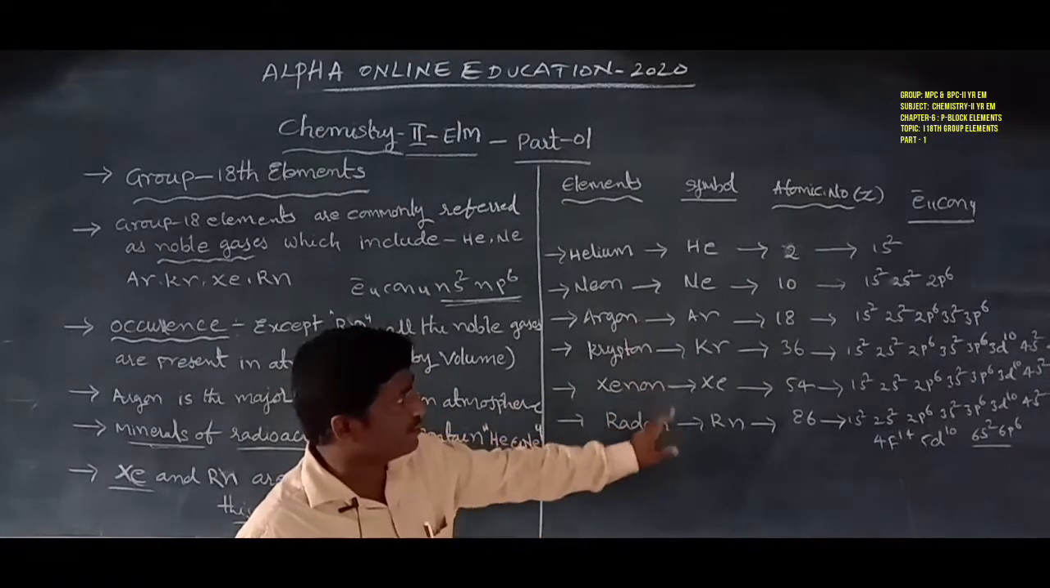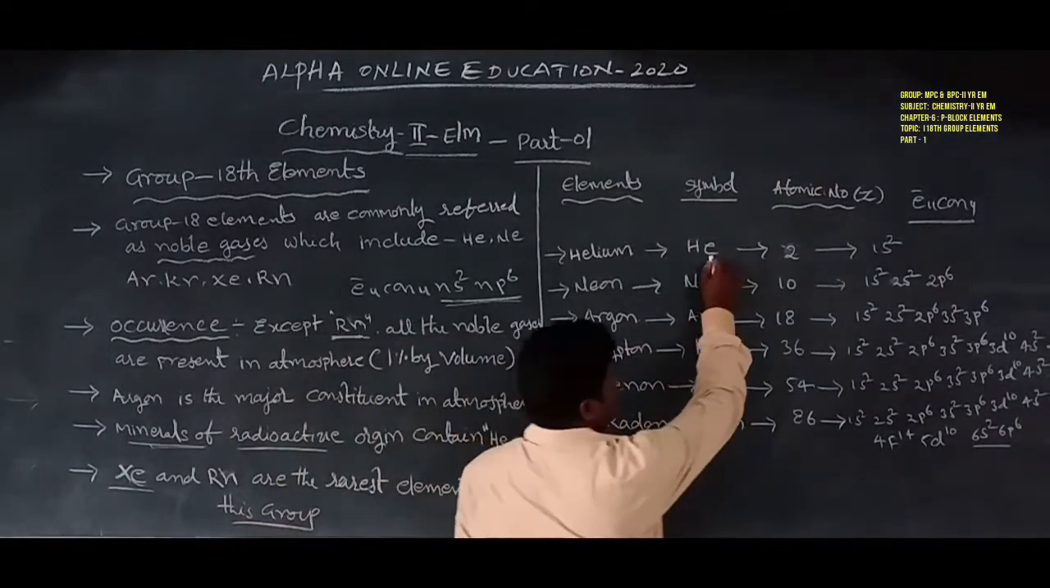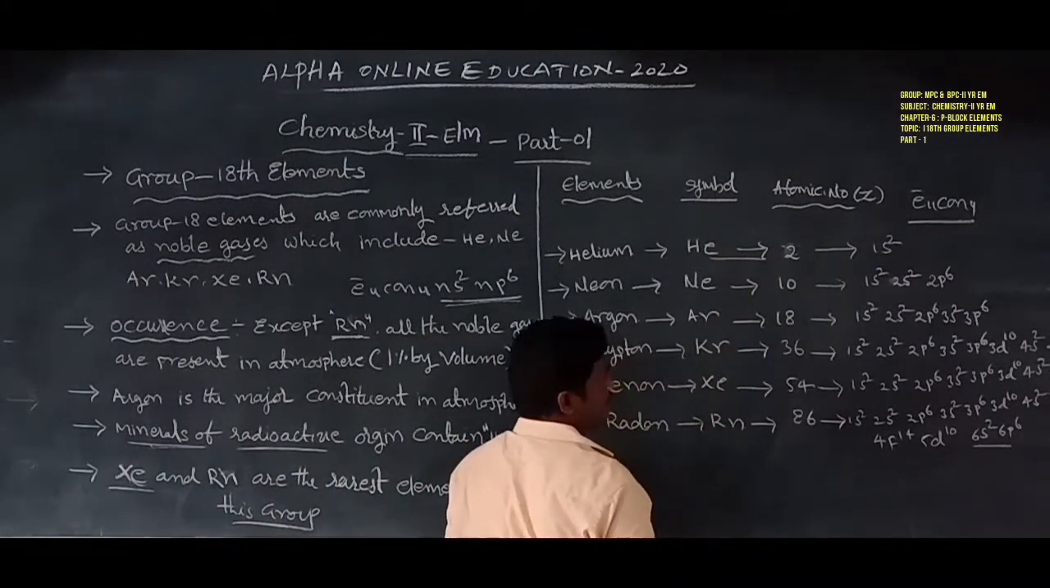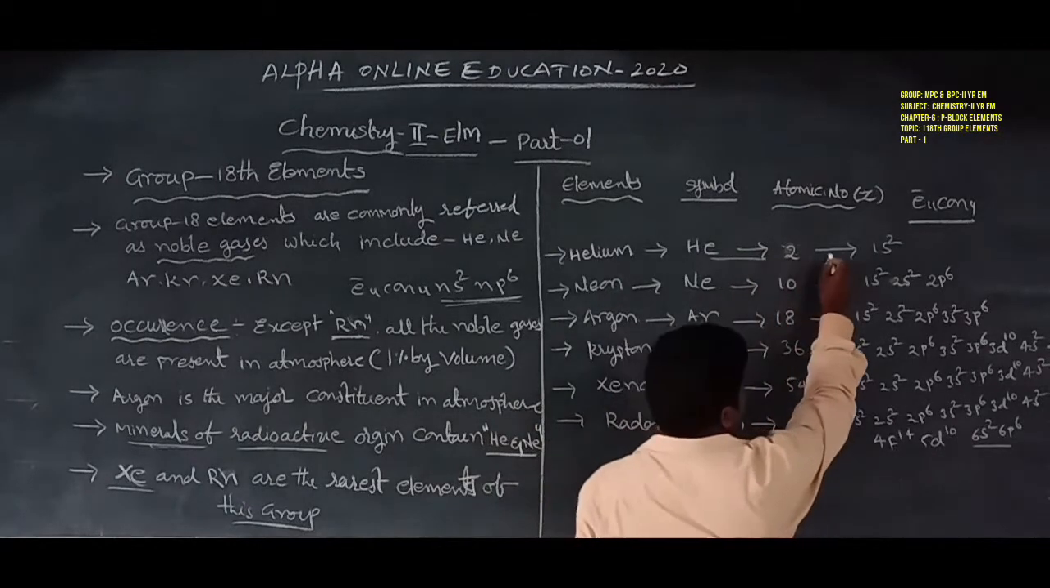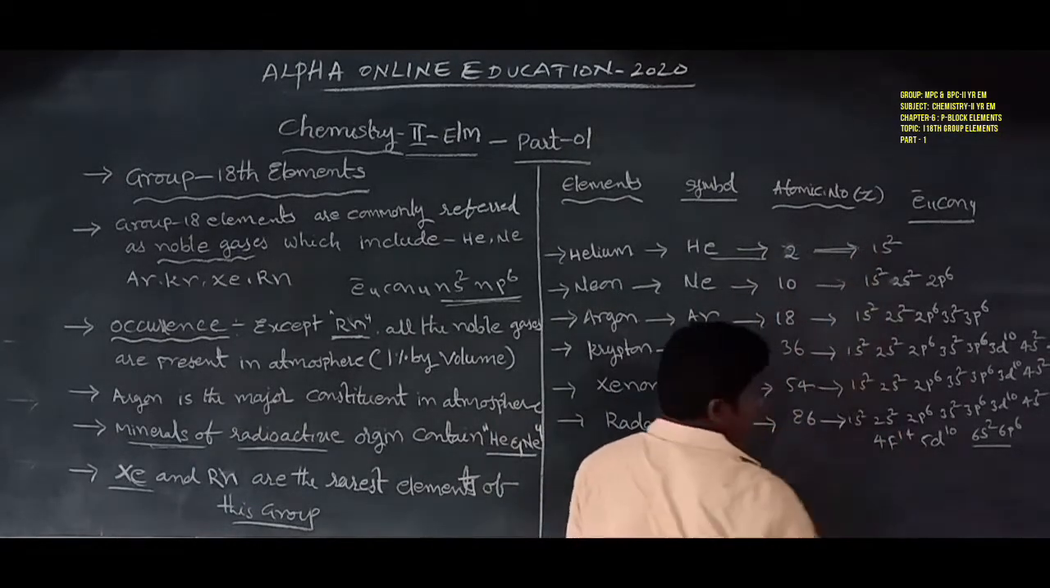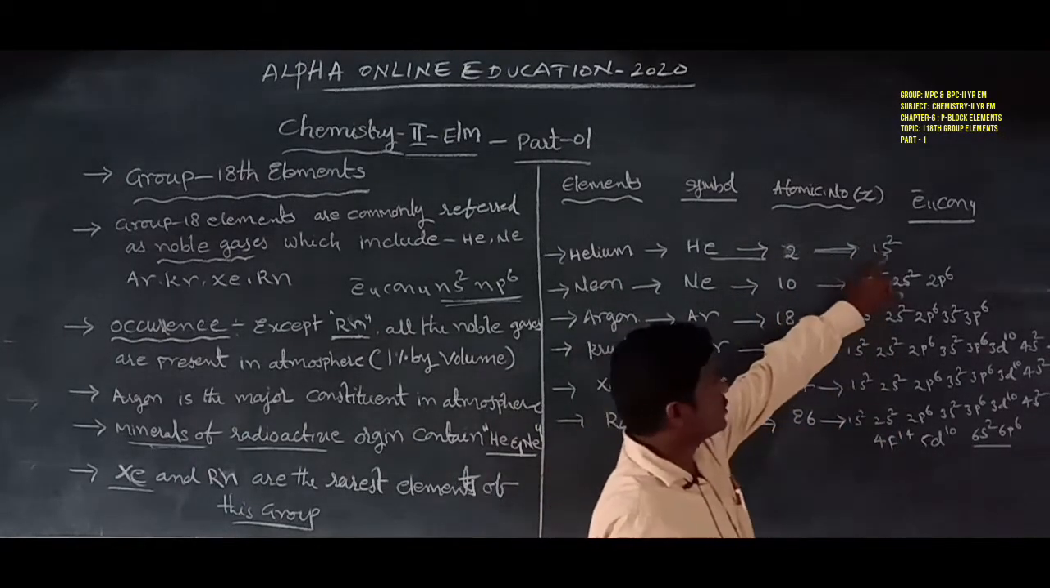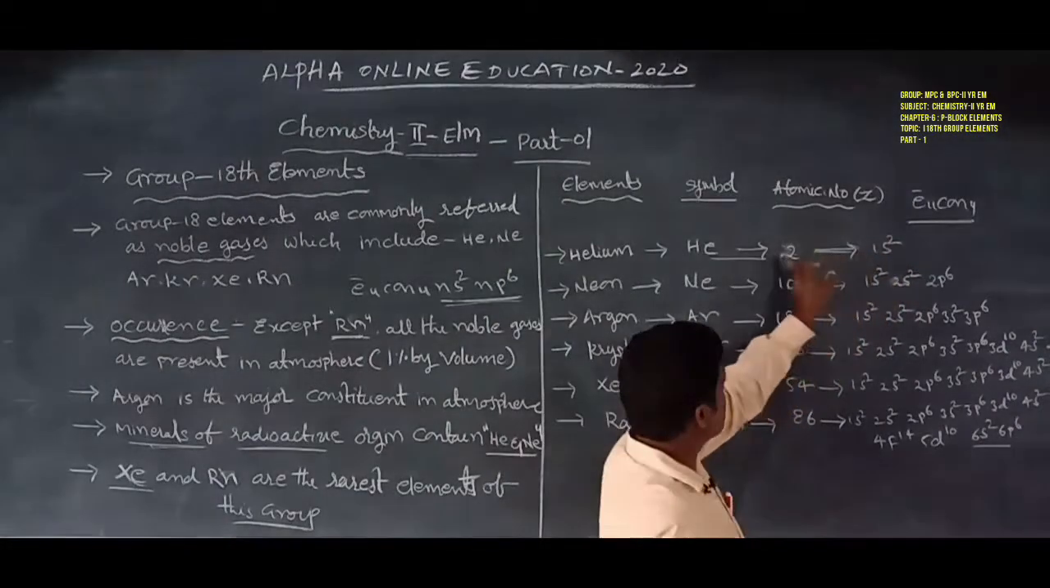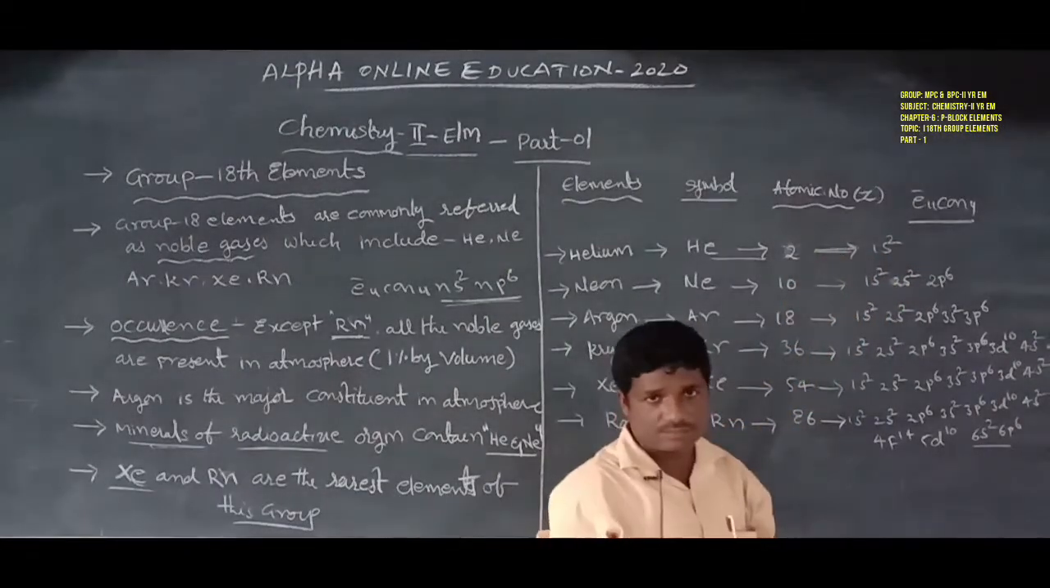Here is helium, atomic number 2. The electron configuration is 1s2. The outermost shell consists of 2 electrons.